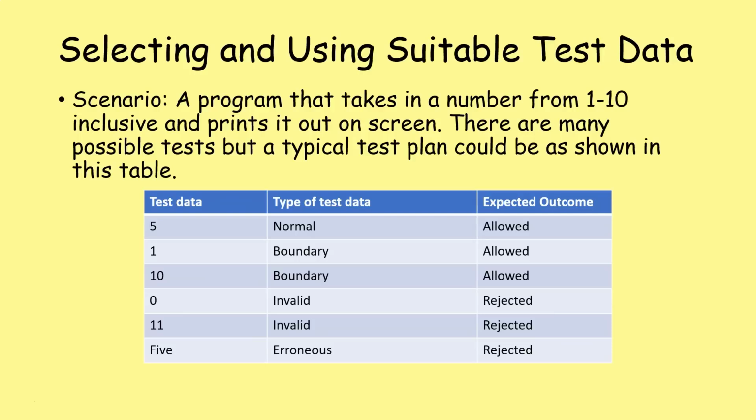0 and 11 would be examples of invalid test data. They are of the correct data type, but they're beyond the upper and lower boundaries of what is acceptable in the program. So anything less than 1 or greater than 10 would be invalid. And if I entered the string 5, that would just be erroneous. So all the invalid and the erroneous data should be rejected. The normal and boundary data should be allowed.